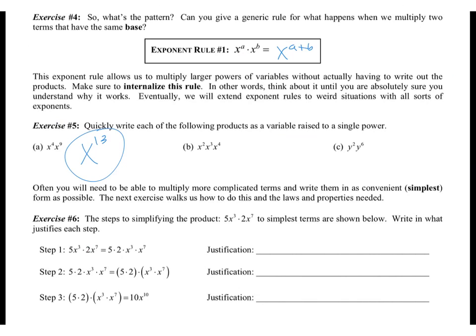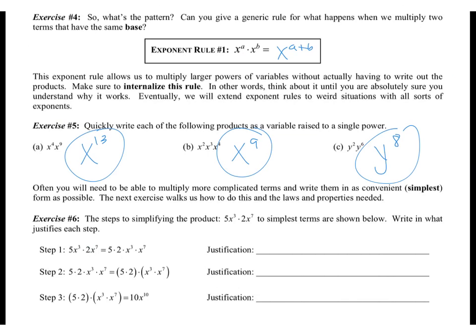Letter B, is the base the same? Yes, the base is x. So now we combine 2, 3, and 4 to get 9. And same with letter C, the base is 9. You combine 2 and 6 to make 8. So it's just saying if you were to rewrite each of them, how many would you have total?